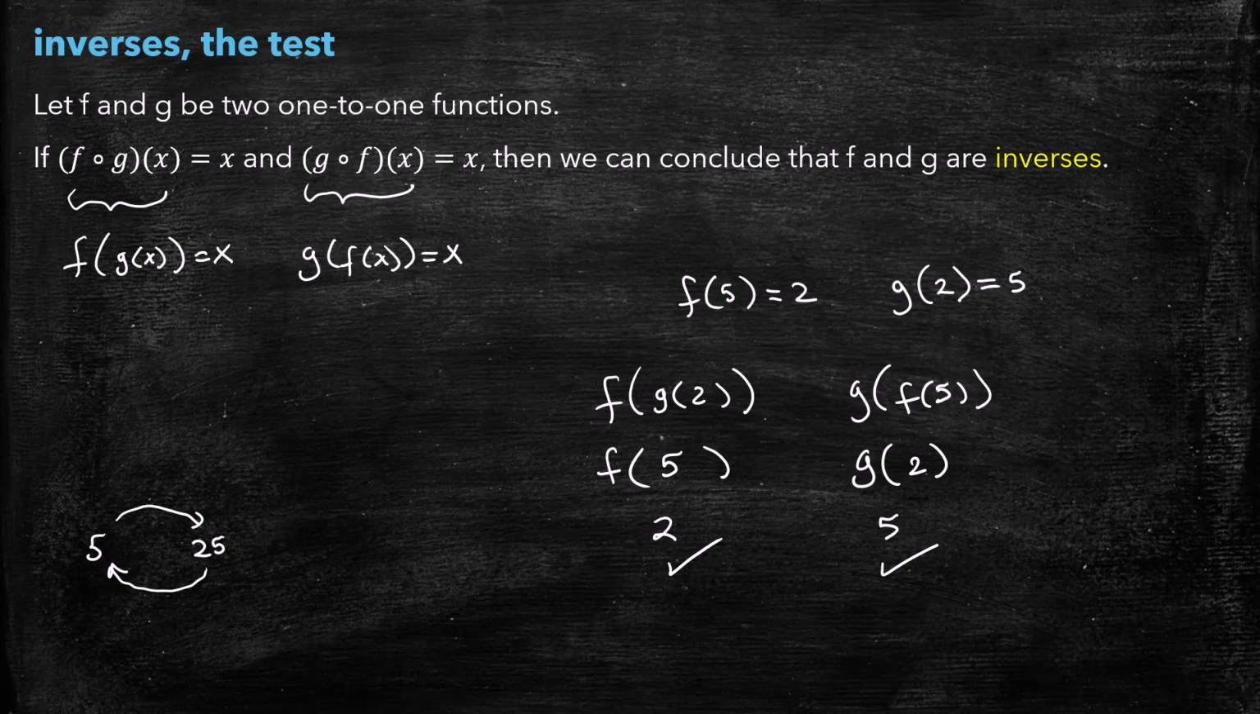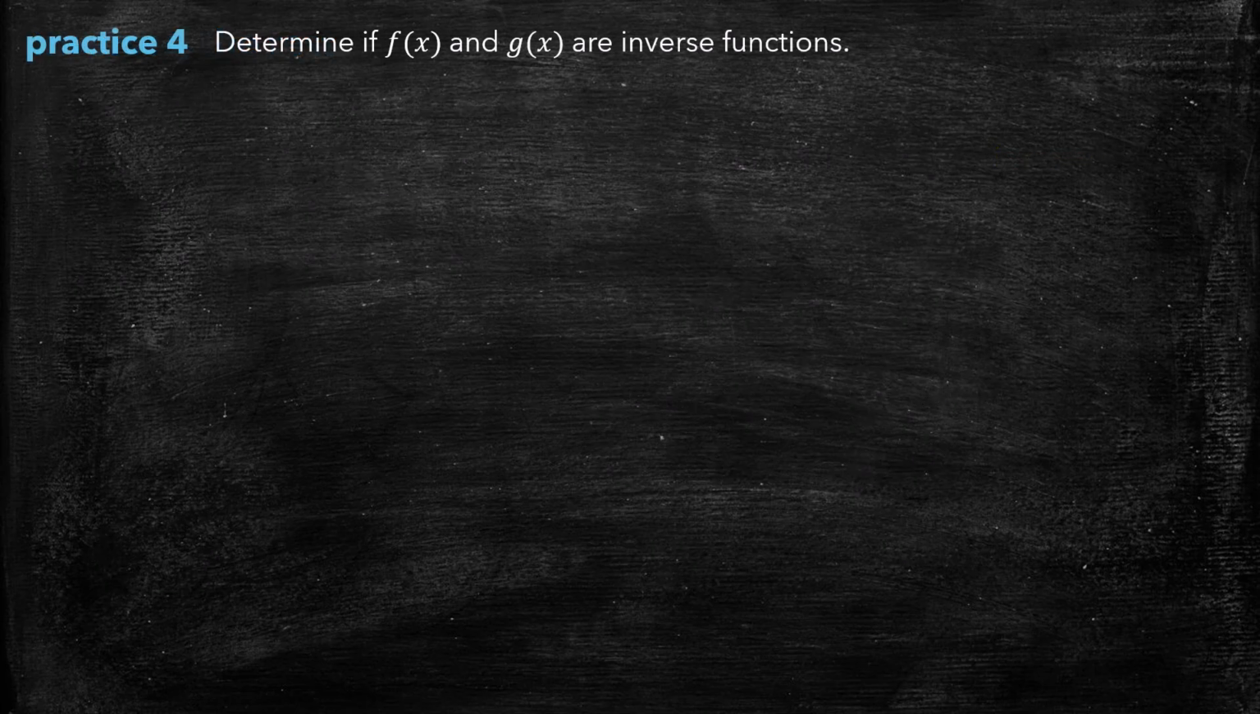So we'll end by just practicing a couple of examples of identifying if functions are inverses of one another. So this is the very last practice problem. We're going to determine if f and g are inverse functions, and for simplicity of viewing, I'm going to color code this. So we're going to start by looking at f of g of x.